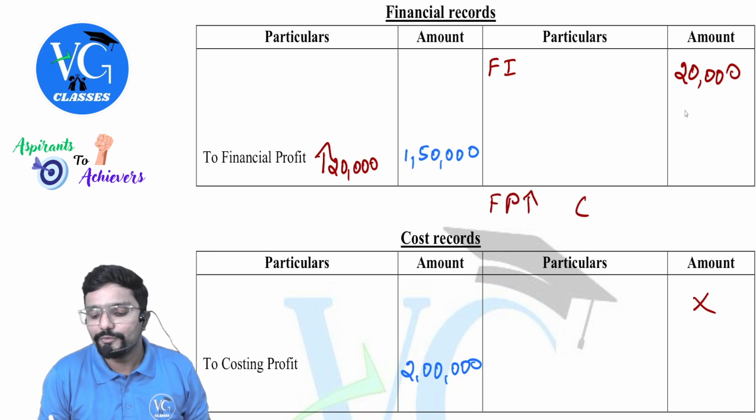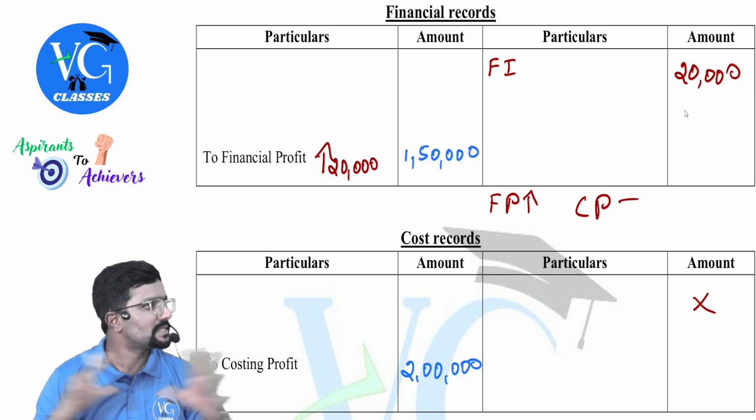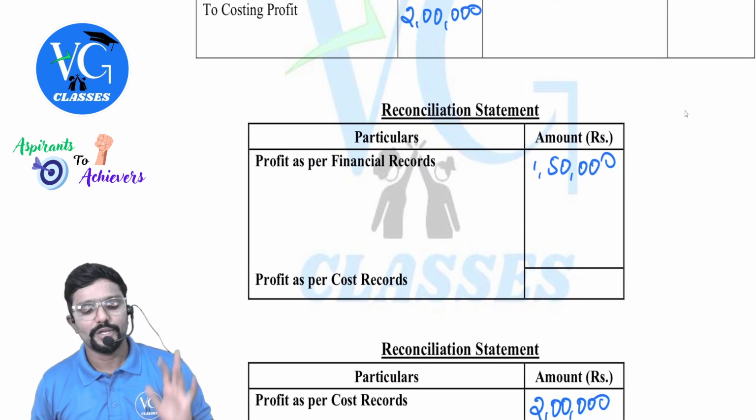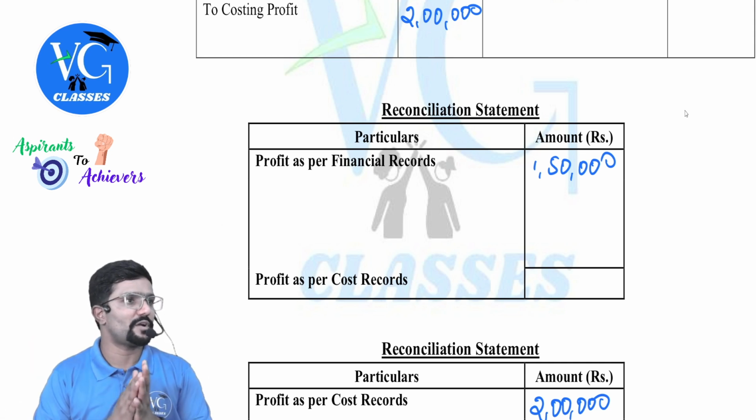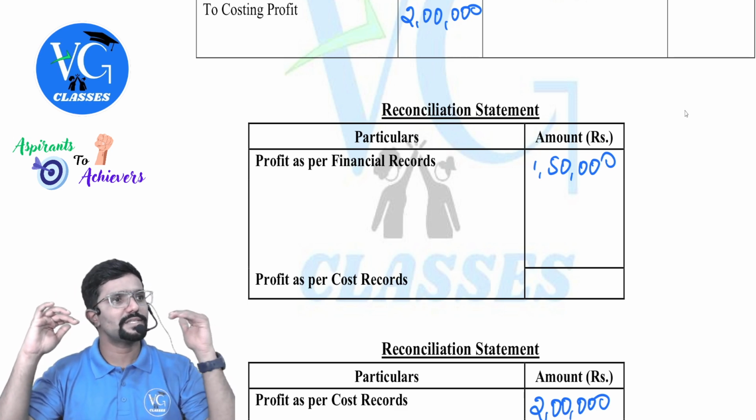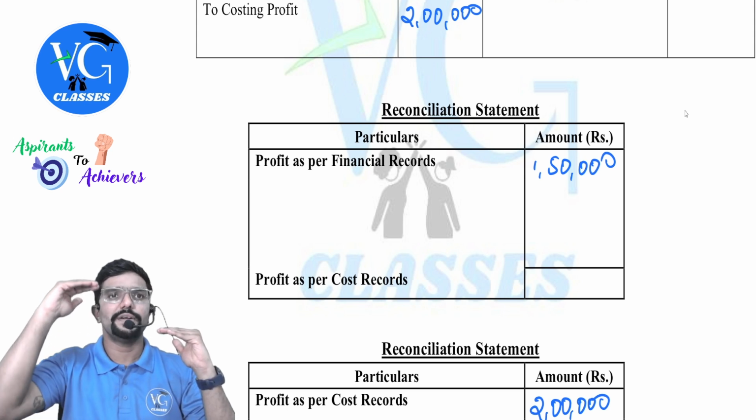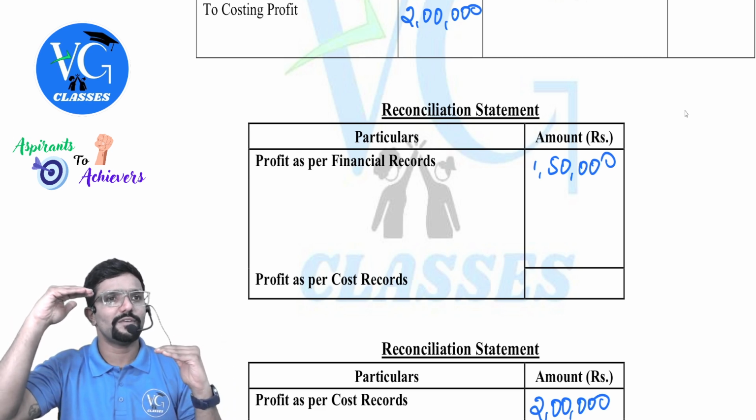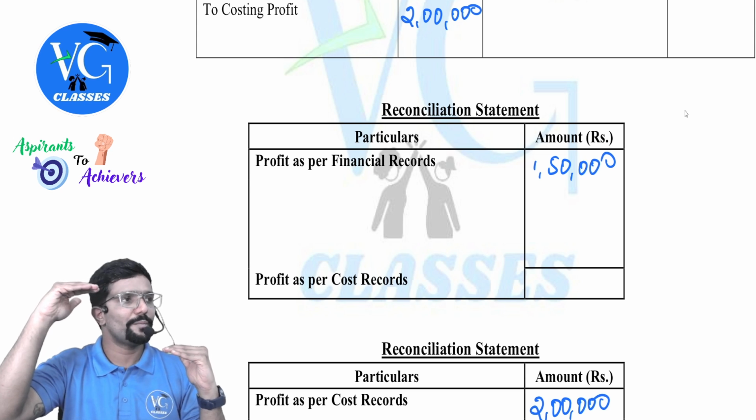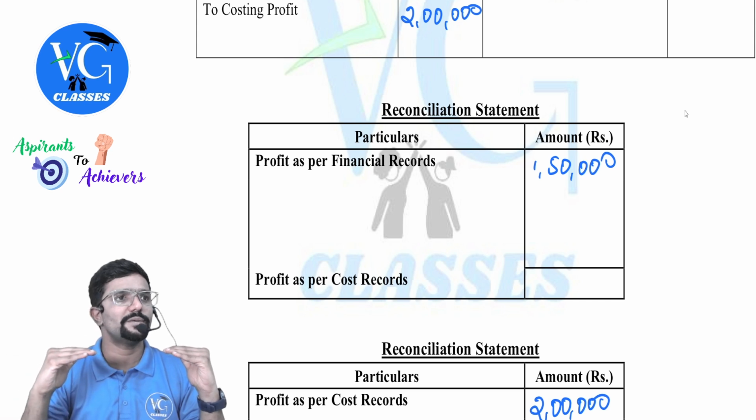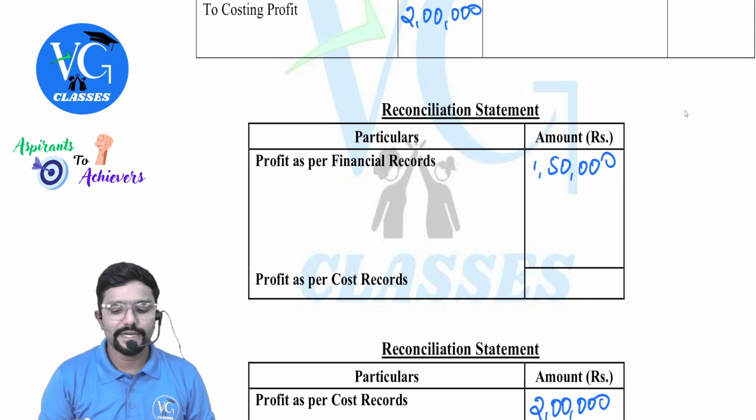Because of this item, my financial profit has gone up, whereas my costing profit is the same, constant, because we have not recorded it in the cost books. Now, if I am starting with financial profit and assume this as financial profit and this as costing profit, my financial profit has already gone up by 20,000, whereas my costing profit is the same. Financial profit is my starting point, so if I have to make any adjustment, I have to make it to the financial profit. If I have to match it with the costing profit, what should I do? Bring it down. That means deduct 20,000.